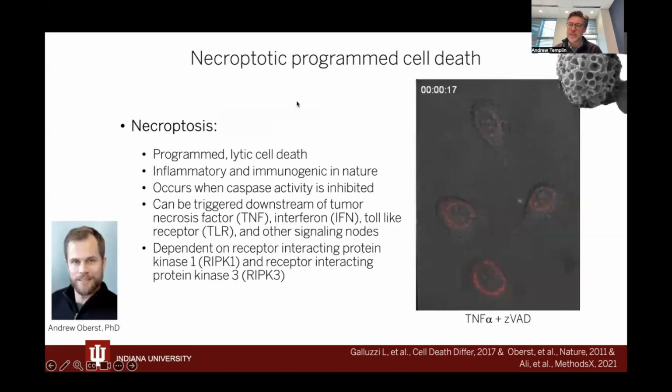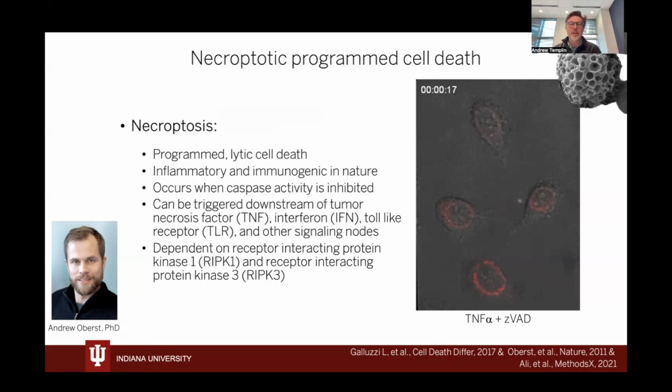In contrast to apoptosis, there are several other forms of regulated cell death, which are lytic in nature and have been characterized more recently. One of those is necroptosis. And like the name suggests, it is programmed but lytic in nature. It's inflammatory and immunogenic. It is generally thought to occur when caspase activity is inhibited or suppressed, and it is known to be triggered downstream of certain signaling nodes like TNF-alpha, interferon, and TLR signaling. And it is critically dependent on these related kinases, receptor interacting protein kinase 1 and receptor interacting protein kinase 3.